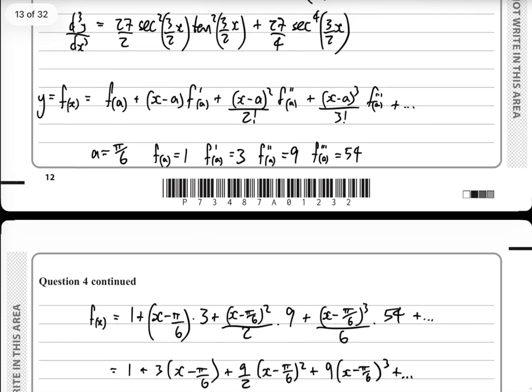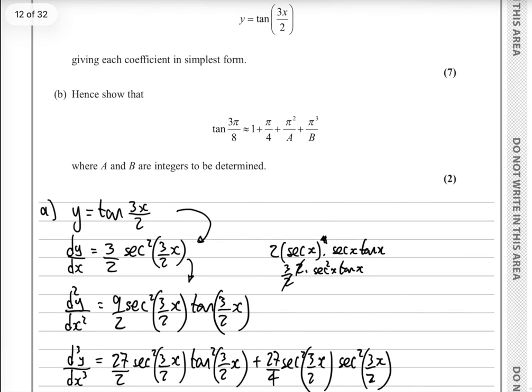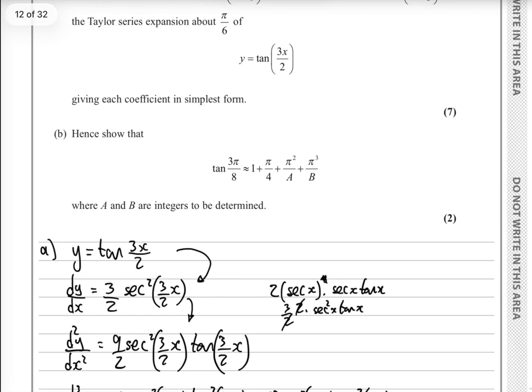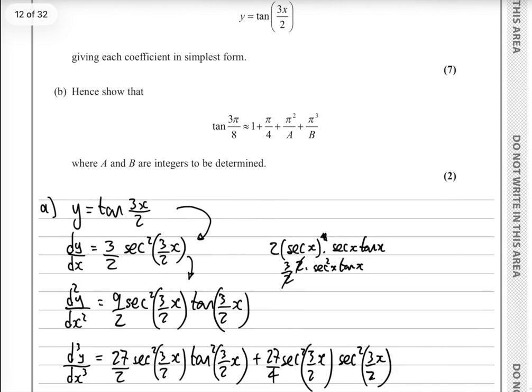And there we go. That is part A. That was a big part A. Hence, show that tan 3 pi by 8 is this in terms of pi's, where a and b should be integers.